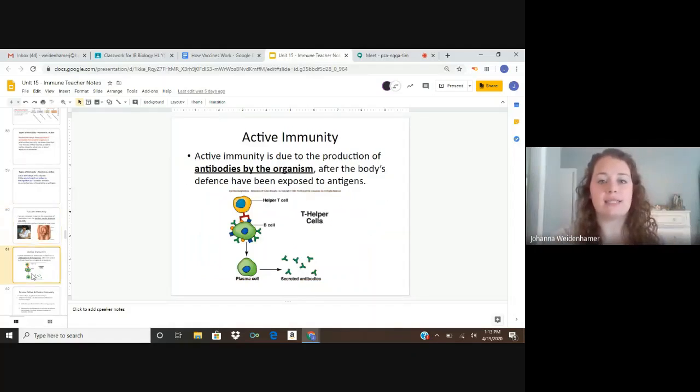And then going into active immunity, again, you're actively making your antibodies. So active immunity is due to the production of antibodies by the organism itself after the body's defense has been exposed to the antigen. So with this one, you can think of the immune response of having the T cell stimulate the B cell to make antibodies and then become plasma cells and memory cells to help you remember that pathogen. Let's say if it happens to invade your body again, you would have already made antibodies against it.